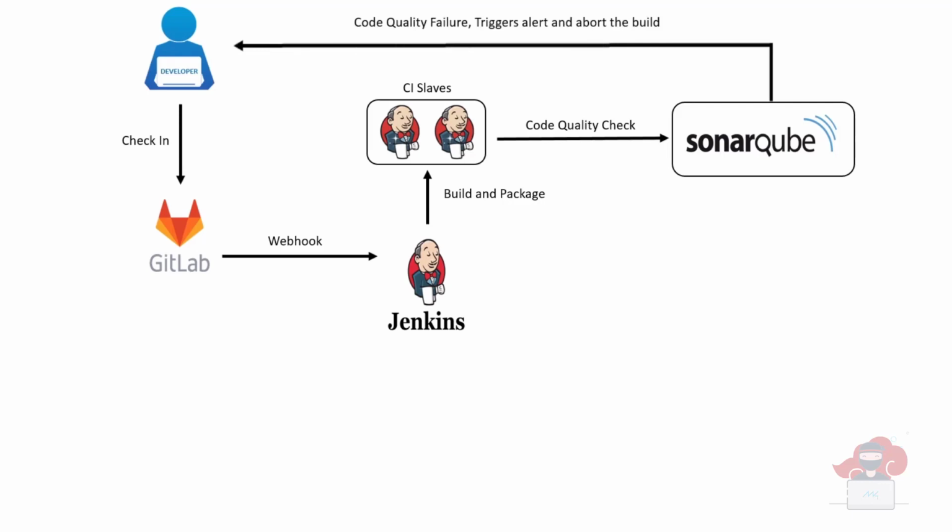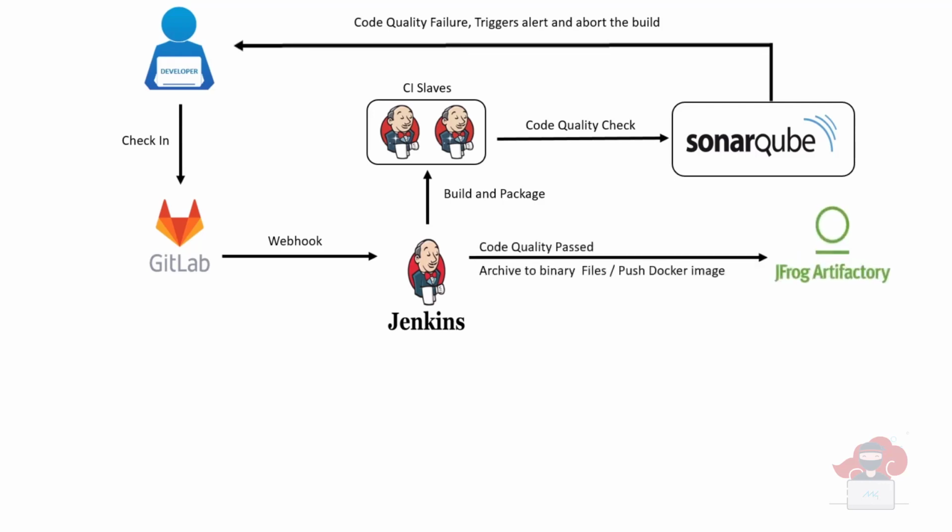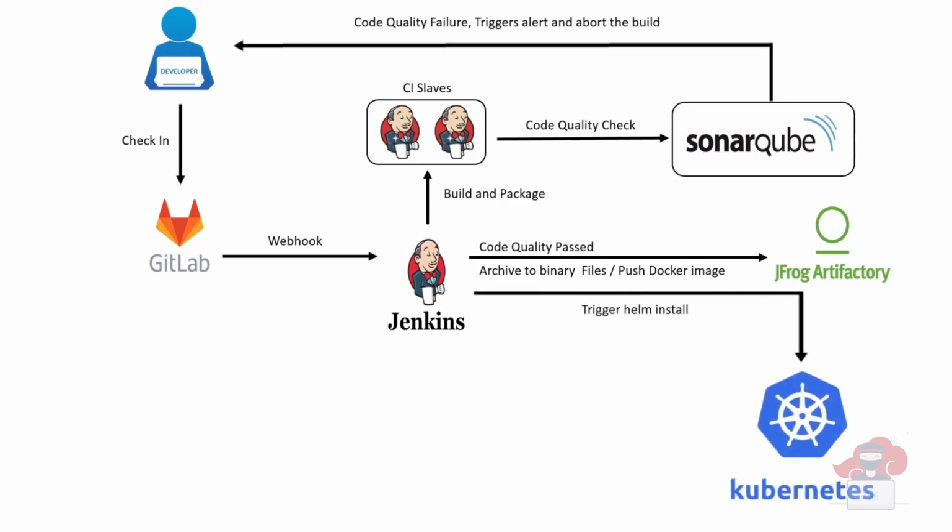When the code does meet the quality standard, the archived Java application package will be pushed to the JFrog Artifactory. The Docker image will be built using the Docker file and pushed to the JFrog Artifactory. In the final stage, Jenkins will deploy the application using the Helm chart, which will perform the following tasks.